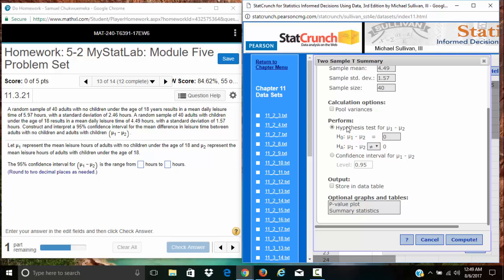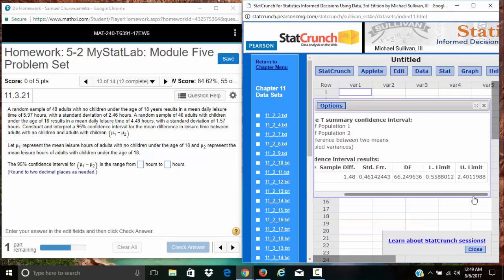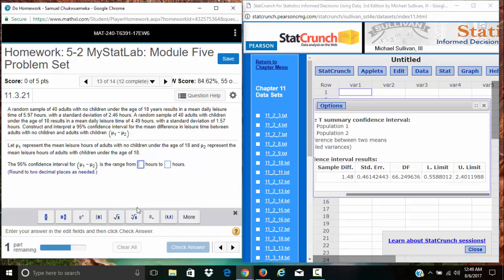Then here we are performing a confidence interval, and this is 95%, so 0.95. If they ask for 99%, you put 0.99. But they asked for a 95% confidence interval, and we just click compute. So we get our lower confidence limit and upper confidence limit. To 2 decimal places, this will be 0.56 for the lower one, and for the upper will be 2.40.